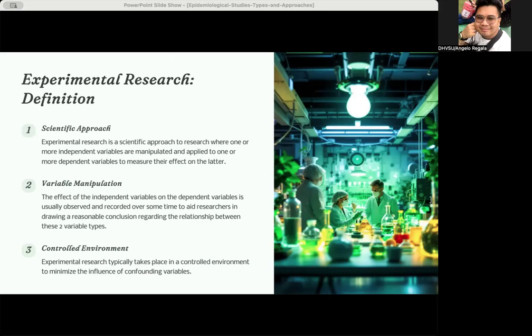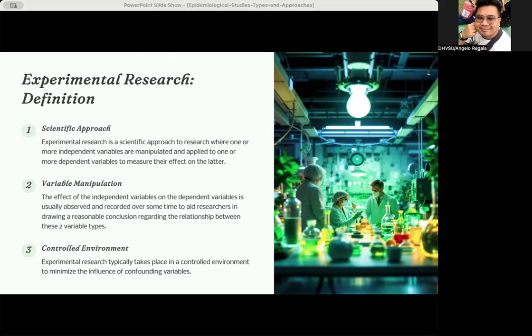Okay, so you can have variable manipulation, wherein you want to check the effects of the independent variable on the dependent variable, by observing and recording for a period of time. Once you do that, this would help you make a reasonable conclusion about the relationship between the independent and the dependent variable.